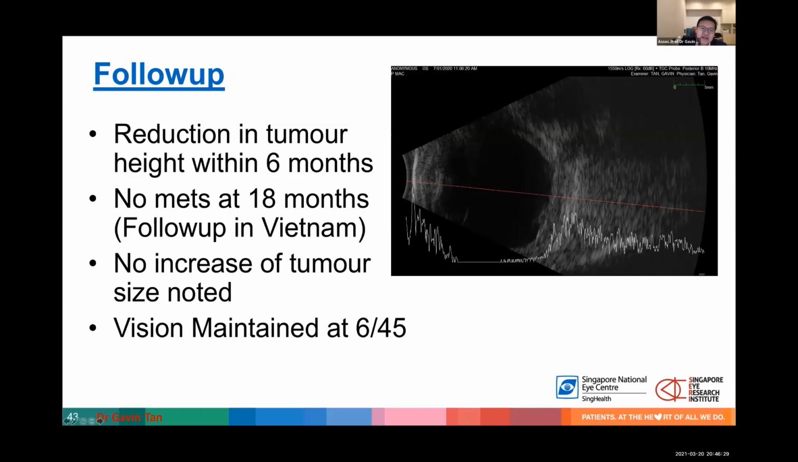Unfortunately, because of COVID, I have not seen her in a while, but from what I understand from our international patient service, locally, she's had her systemic surveillance done and there was no recurrence of mets and vision is maintained, not great, but at 6/45.